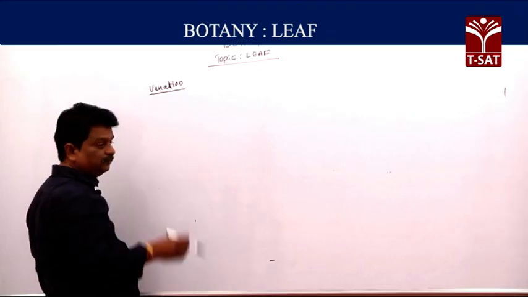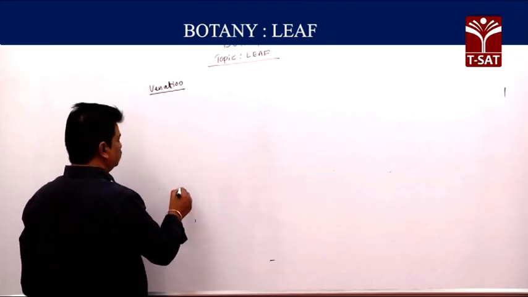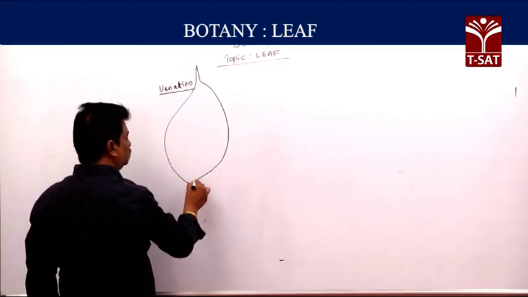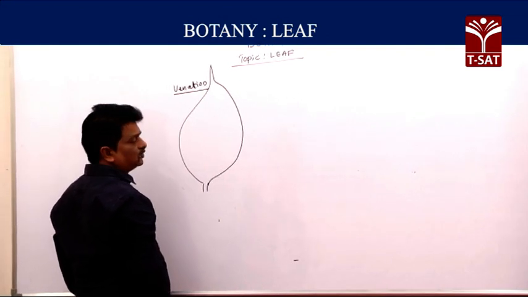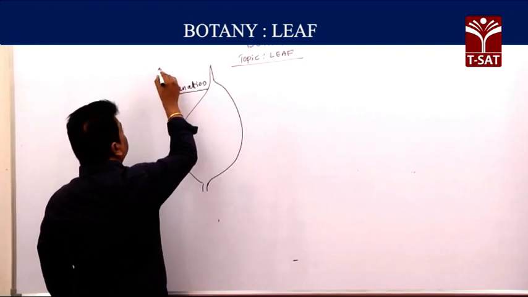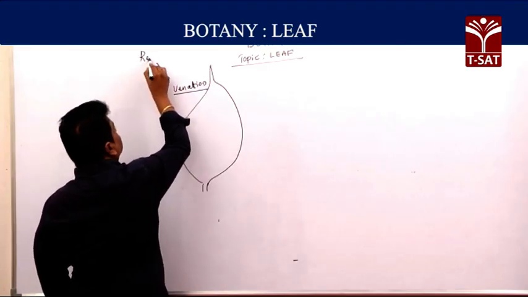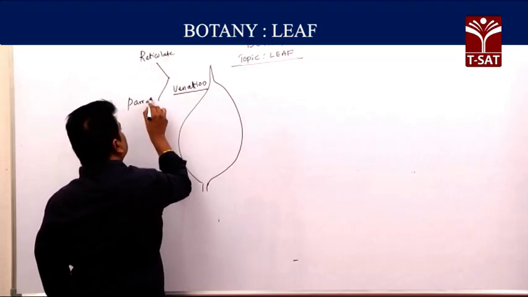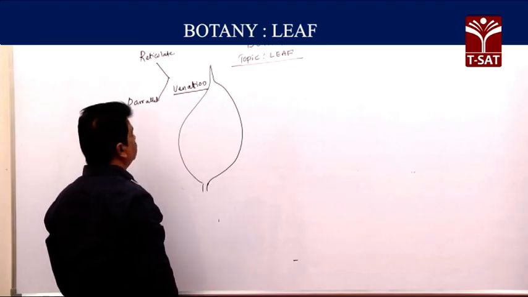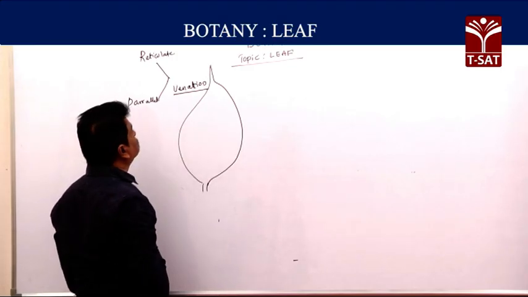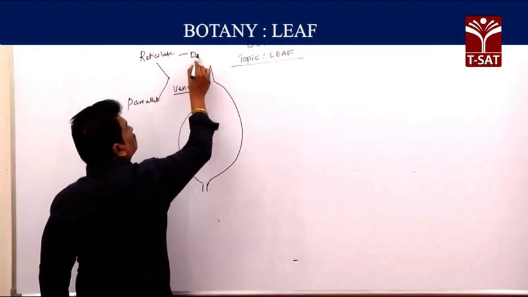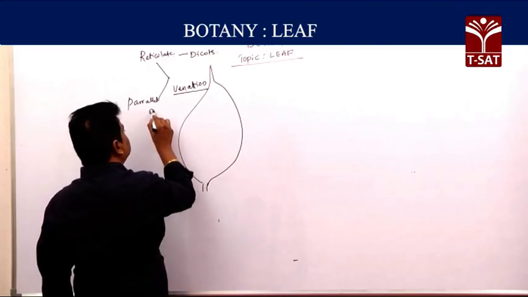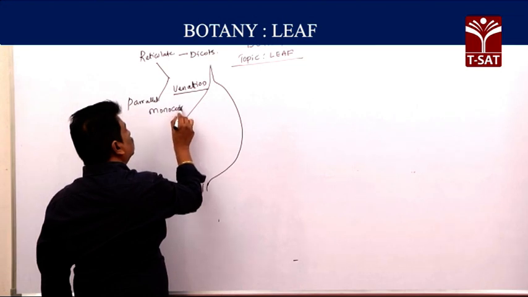Next subtopic under leaf is venation. Venation means the arrangement of veins and veinlets on the lamina. Generally, venation is of two types: one is reticulate venation, and the second one is parallel venation. Reticulate venation is common in dicots. Parallel venation is common in monocots.